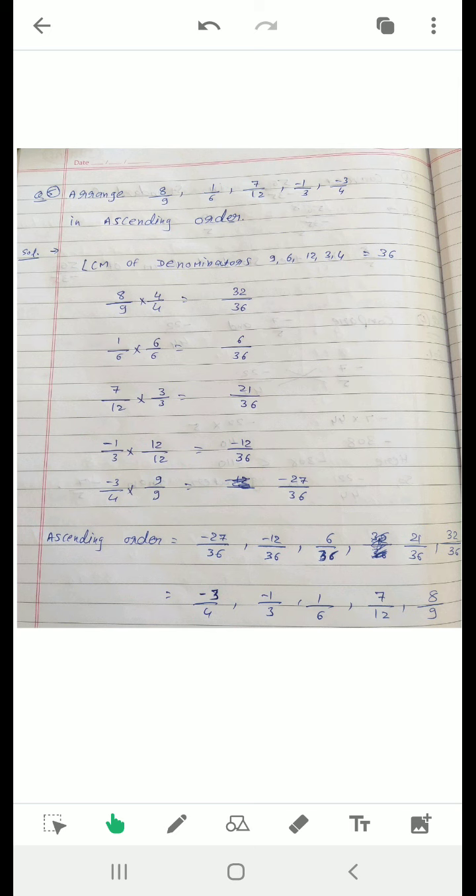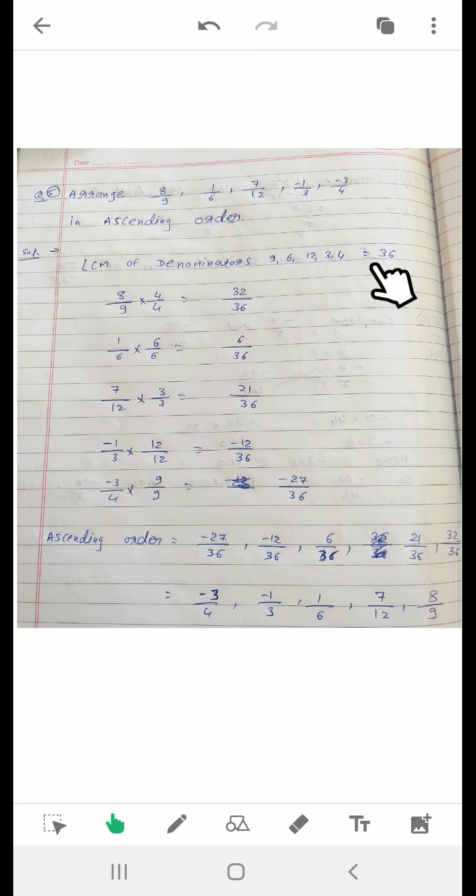If the denominators are negative, no need to be worried. Don't use the negative symbol, just write the digit. So take the LCM of denominators. In this question, all the denominators are positive only, but if they are negative, don't take the negative symbol, just take positives only. So the LCM of denominators will be 36. Everybody knows how to calculate the LCM. Now make all the denominators equal to 36.